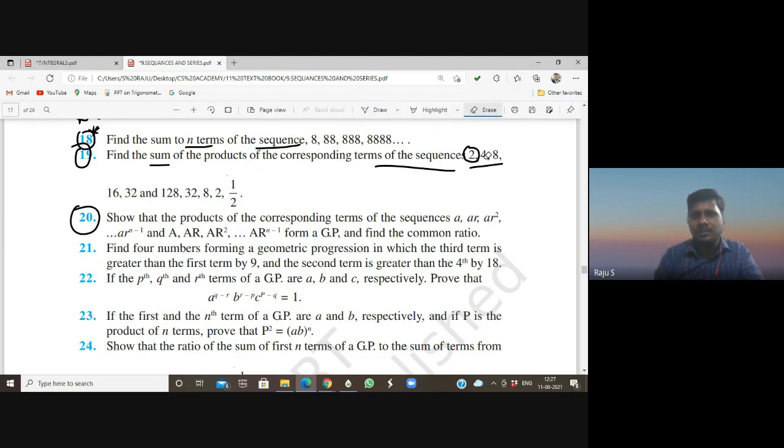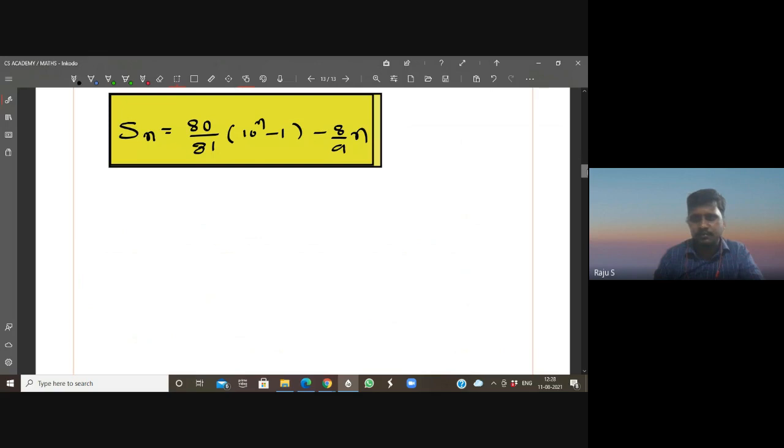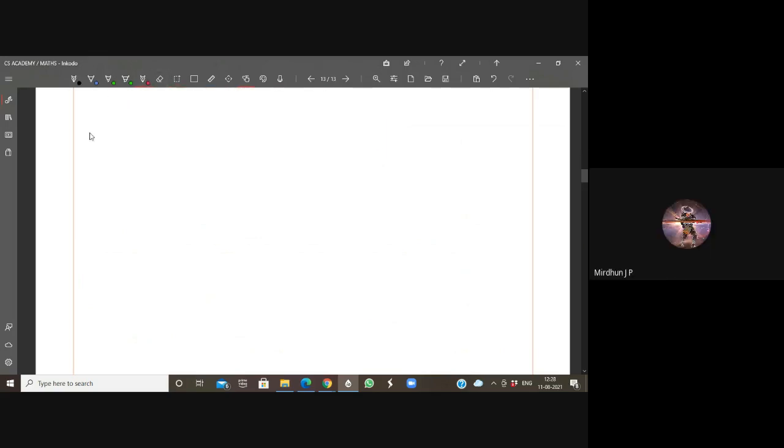They have given two different sequences. Am I right? Now you can tell me what the different sequences are here. Sir, in the first case, R is equal to 2, and in the second case, R is equal to 1 by 4.